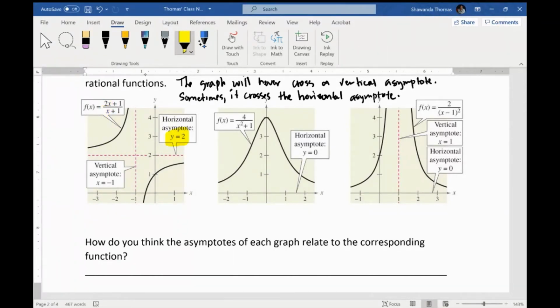All right, let's look at the one in the middle. 4 over x squared plus 1. Notice that there's a horizontal asymptote, but there's no vertical asymptote, and I'm going to tell you why. And then on the right here, we have a vertical asymptote at x equals 1. They're showing you the dashed line here. But I'm noticing now that when the horizontal asymptote is the x-axis, they don't put a dashed line, for whatever reason. All right, so here we go.